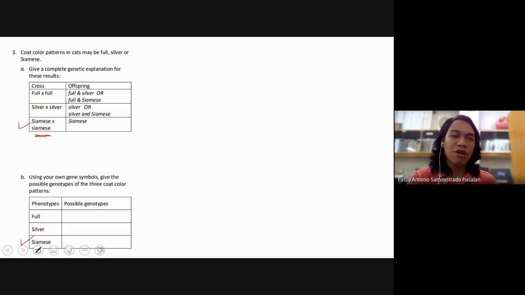Take note when you cross full and full, all of the patterns would possibly come out. Full, silver and then Siamese. But if you cross silver and silver, now we are down to two possibilities only, either silver or Siamese. You see that? Wala nang full. Full is not possible when silver and silver. And then Siamese and Siamese, now we're down to just one possibility, Siamese. So what's happening here? Is this complete dominance, incomplete dominance? Is this multiple alleles, co-dominance? Choose between those. What do you think?